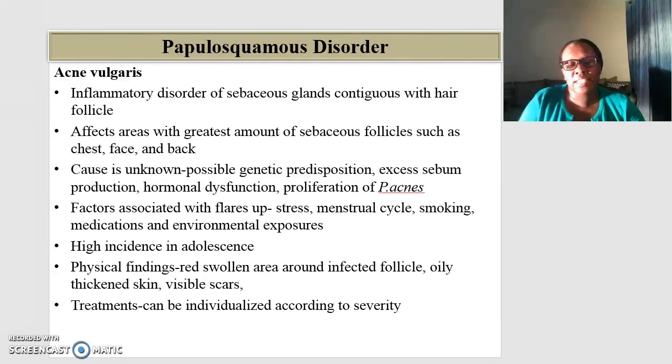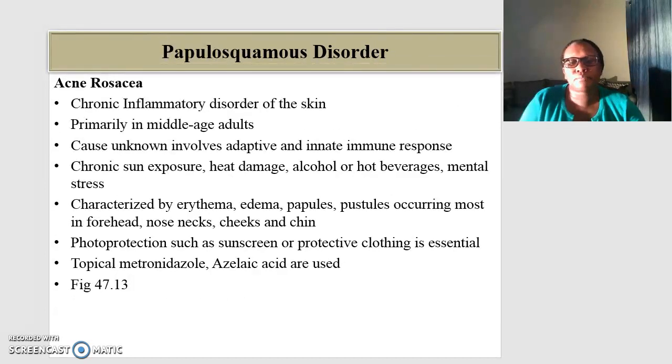There is a very high incidence in adolescents. When you've seen those adolescents, you can see some of this acne vulgaris on their faces. Physical findings are a red swollen area around the infected follicle, oily thickened skin, and visible scars. Treatment can be individualized according to severity.